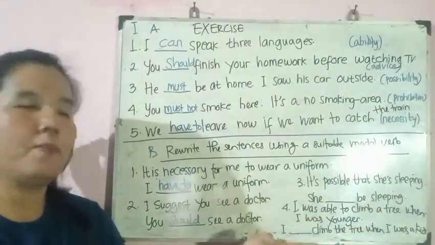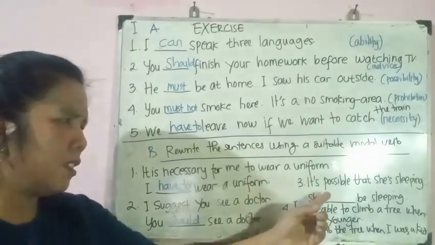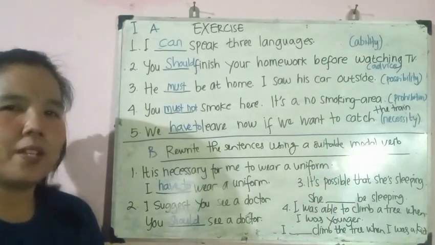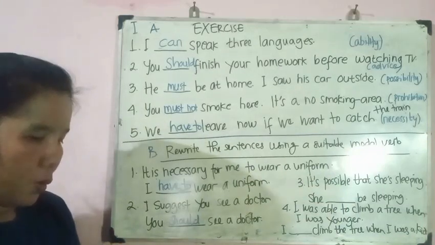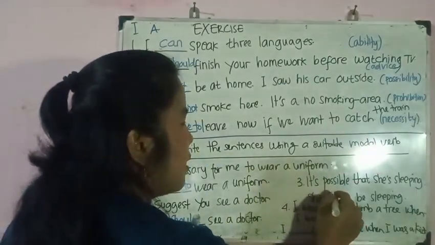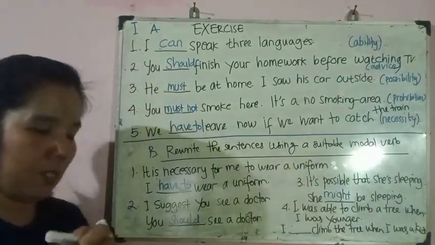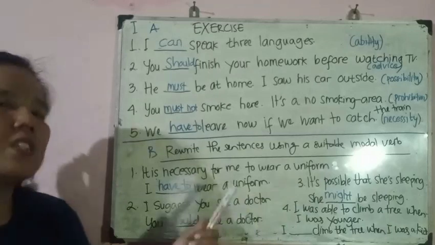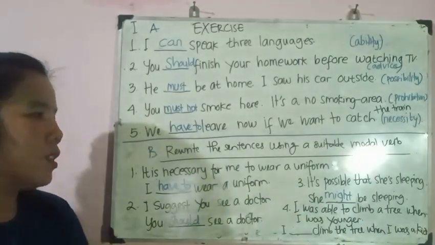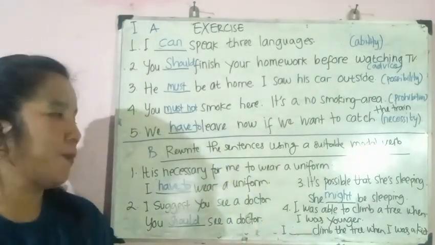Okay. Number 3, it's possible that she's sleeping. She be sleeping. What do we put for this expression? This is possibility expression. Okay, to express possibility, we use must or might. Yeah, I'm sorry. We say might for possibility. She might be sleeping.